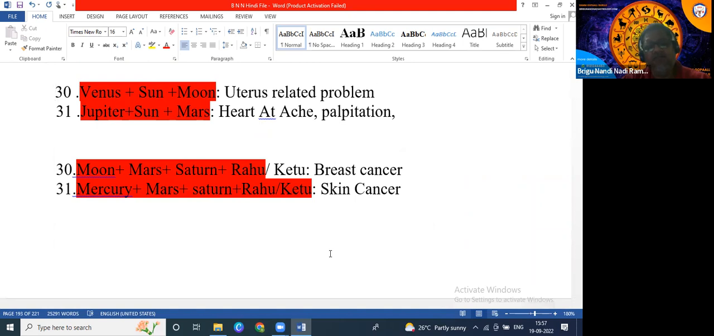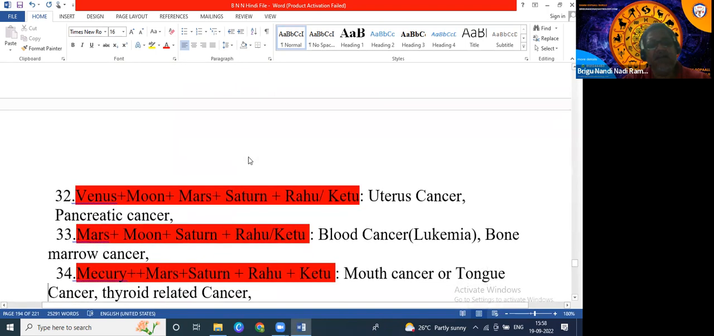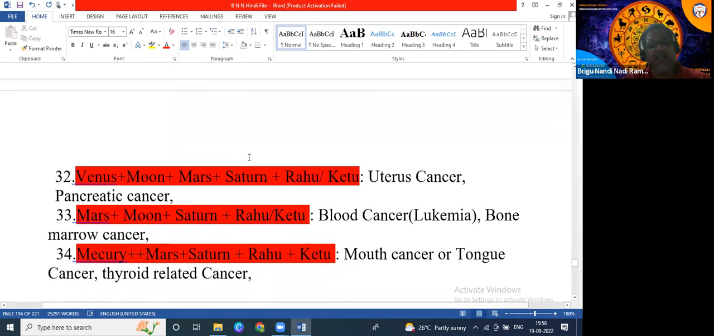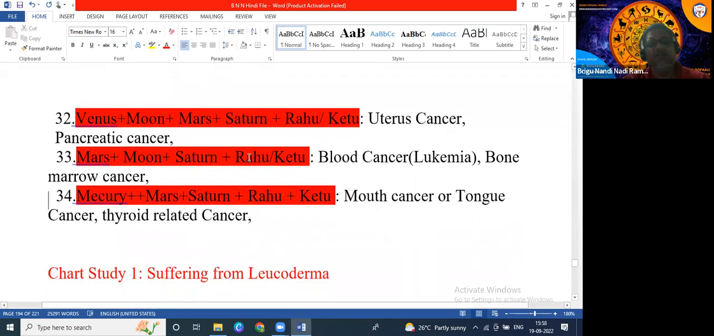So now we can also identify cancers. Suppose Moon is there: Moon is actually breast cancer. Mercury is skin and throat-related cancer. And Venus is uterus cancer and pancreas-related, and Mars is blood cancer, leukemia. Mercury is mouth cancer, tongue-related. So let us take an example.